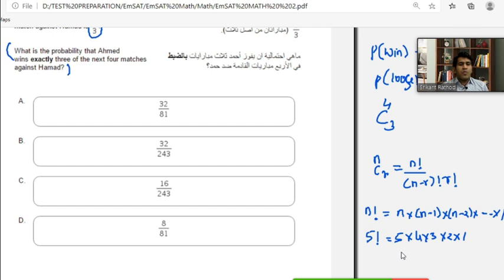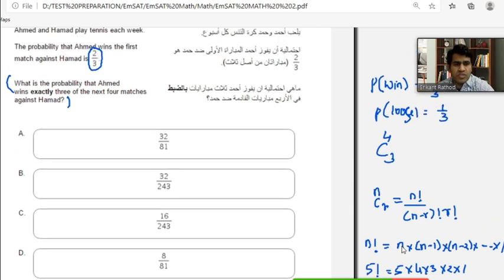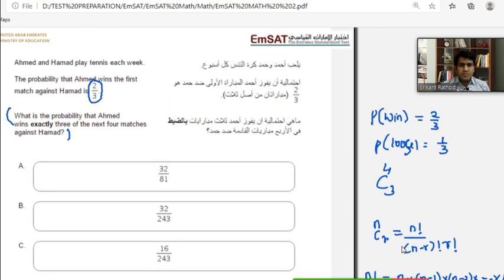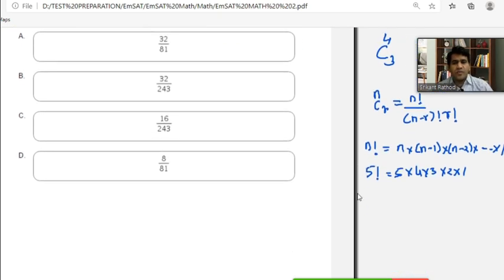Multiply them all, and the answer you're going to get is the result of 5 factorial. All right, so let's move to the question they're asking us. As I said, this involves combination and also probability. The rule for the combination and the probability together, this is the formula we're going to use here.